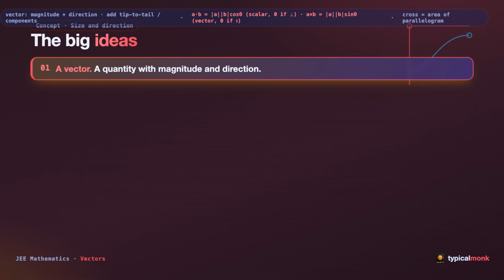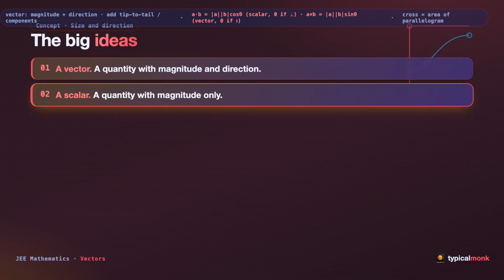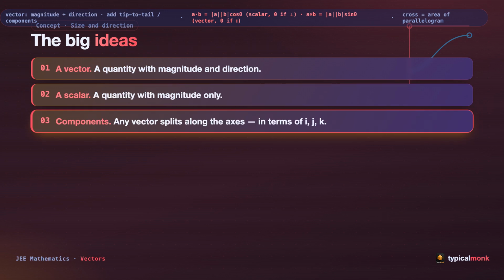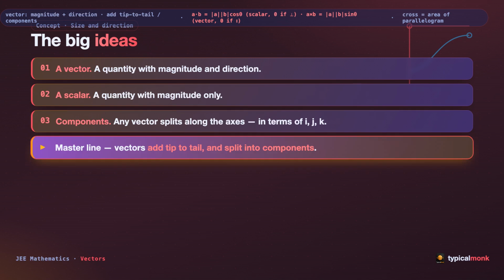Let us set the foundation. A vector, a quantity with magnitude and direction. A scalar, a quantity with magnitude only. Components. Any vector splits along the axes in terms of i, j, and k. Master line: vectors add tip to tail and split into components.